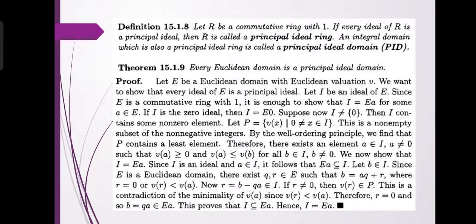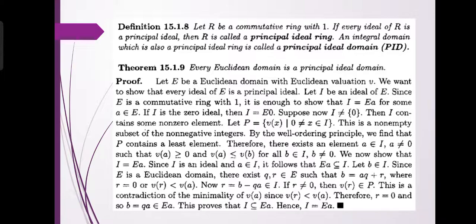We want to show that every ideal of E is a principal ideal. Let I be an ideal of E. Since E is a commutative ring with 1, it is enough to show that I is equal to EA for some A belonging to E. If I is the zero ideal, then I is equal to E0. Suppose now I is not equal to the set {0}; then I contains some non-zero element.